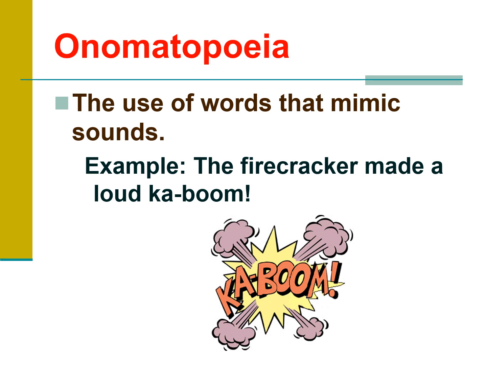Onomatopoeia. Onomatopoeia is the use of words that mimic sounds. Our example is the firecracker made a loud kaboom. Our onomatopoeia in this example is the word kaboom. So when you use the example of the firecracker made a loud kaboom, when you say the word kaboom, you can actually hear it.